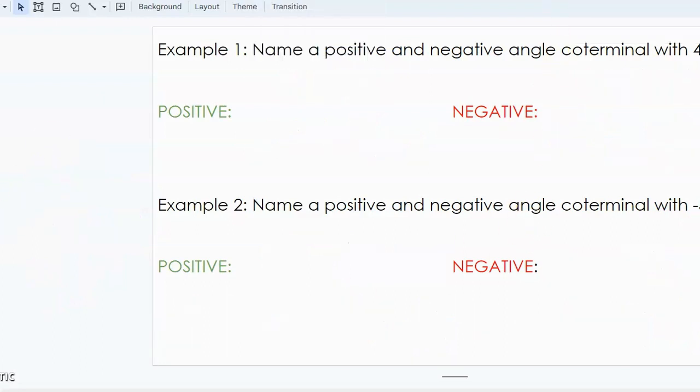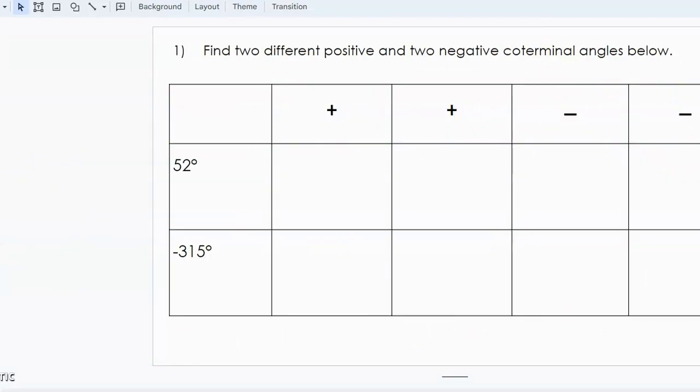All right. Then I want you to try this one on your own now. So here's a starting angle, 52 degrees. And I want you to find two positive coterminal angles and then two negative coterminal angles. So basically all you've got to do is add 360 to get positive ones, and then to get your negative ones, go ahead and subtract 360 for that first one.